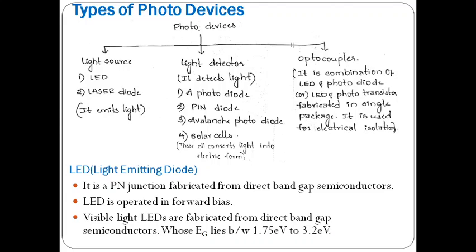Yes, so at the receiving end, we are using light detectors. Those light detectors are used to convert the light into the electrical signal. So those devices are the photodiode, PIN diode, avalanche photodiode, and solar cells.